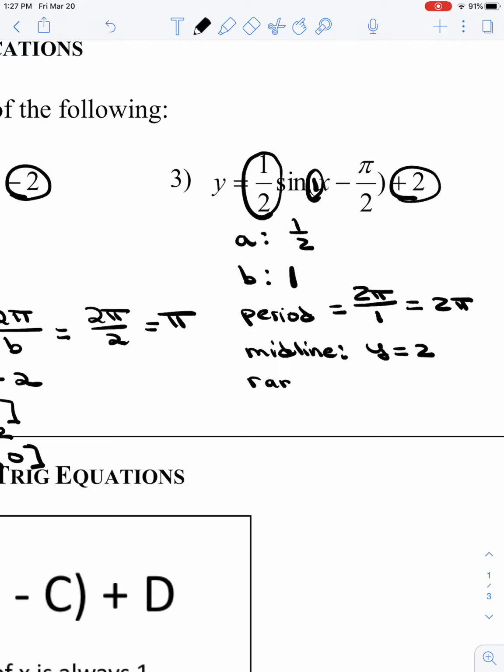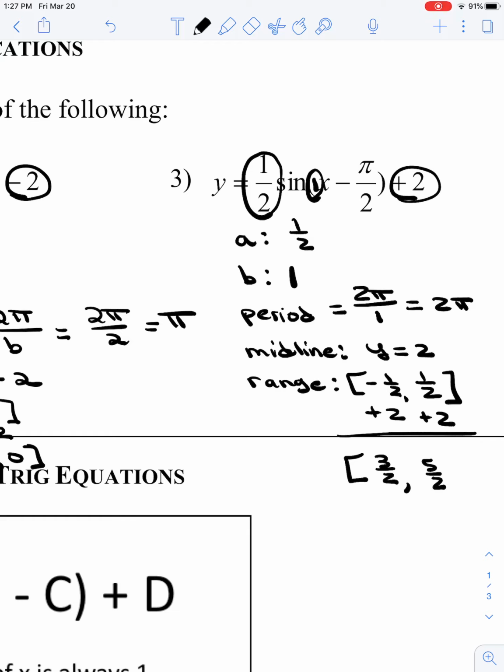Then I want to find the range. So if I just thought about my amplitude being a 1/2, my range would have been -1/2 to +1/2, but my function was shifted up 2. So I need to add 2 to the minimum and add 2 to the maximum. So that would give me 1.5, or I could write 3 over 2, and that would be the minimum. And the maximum will be 2.5, or I could write that as 5 over 2.